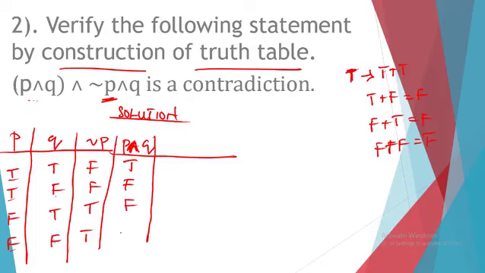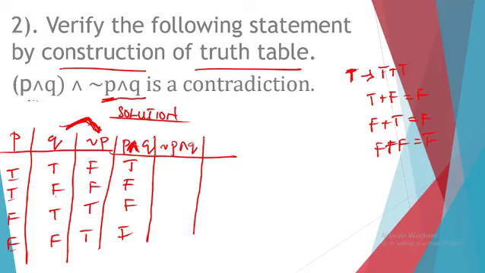This is F, this is F, we also have F. Okay, the next thing then is to find the negation of P intersection Q. That means this and this, the combination of these two columns. So this is T, this is F.